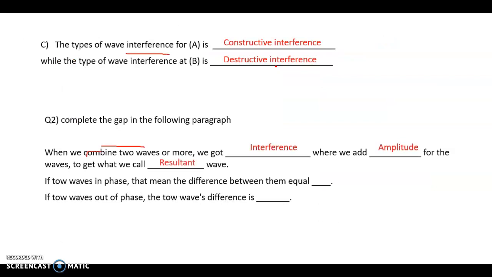Okay, if two waves are in phase, that means the difference between them equals 0 degrees. If two waves are in phase, there is no difference between them. If two waves are out of phase, the waves are completely out of step. This is 180 degrees. I mentioned that already in the previous video.